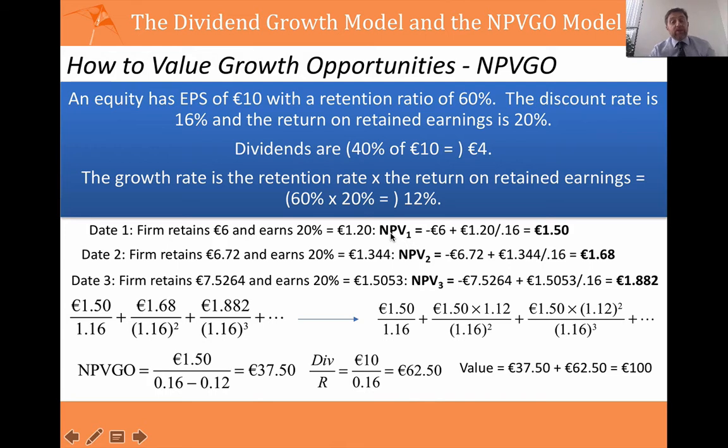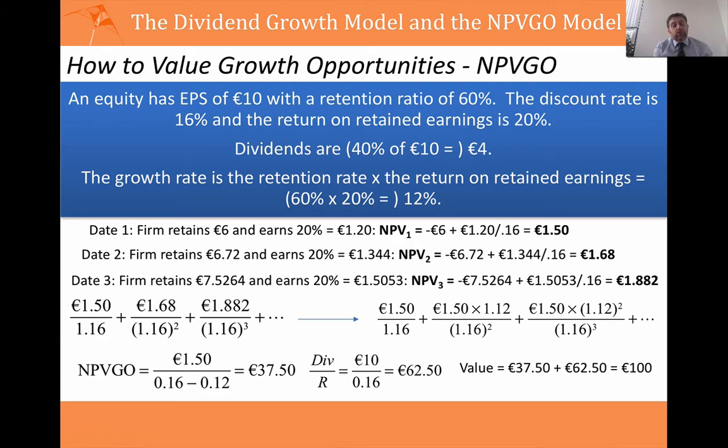So we can work out the net present value of that retained investment, which is −€6 plus the perpetuity of €1.20 divided by the discount rate that investors expect. And that gives us a net present value at time 1 of the growth opportunities to be €1.50. Now, be careful, the net present value at time 1. Okay, we're going to come back to that.